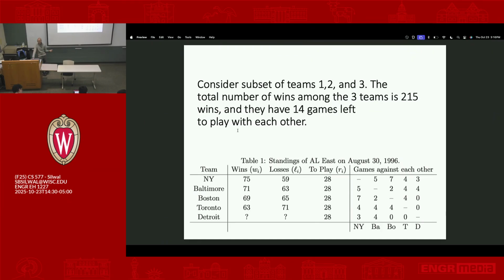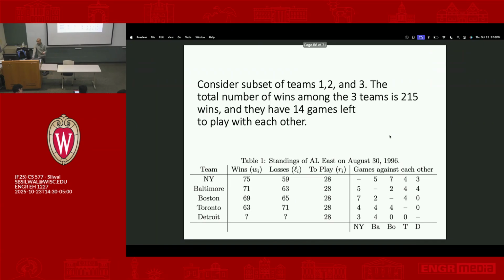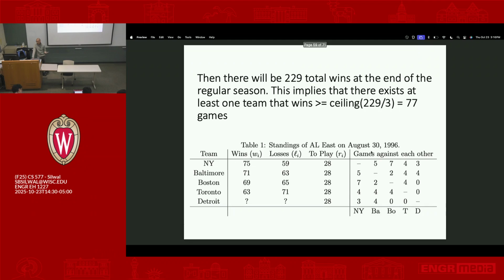If I look at the cut, this cut involved 1, 2, and 3 nodes, teams 1, 2, and 3, okay? So if I look at just teams 1, 2, and 3, the total number of wins among them is 215 if I sum up these 3 numbers. And they have 14 games left to play with each other. So that means there's 229 wins among those 3 teams. So at least one of them will have at least 1/3 of them, which is 77. Okay? So that's also another way.